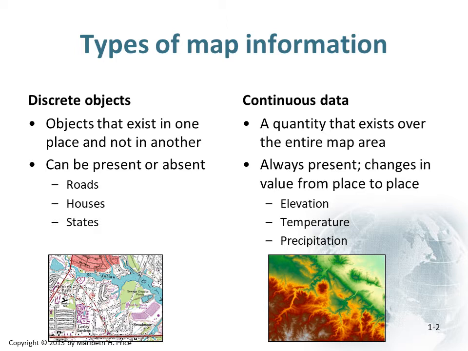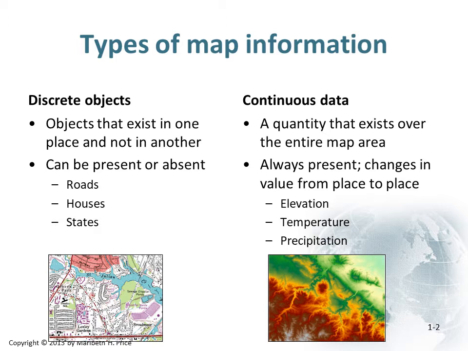Elevation, temperature, precipitation. Now I said ocean is continuous. It would depend on the scale. If the scale of your map is smaller, or if the extent of your map is smaller than the ocean, then it would appear to be a continuous entity. If it's not, then it would be a discrete object. And how could you tell?